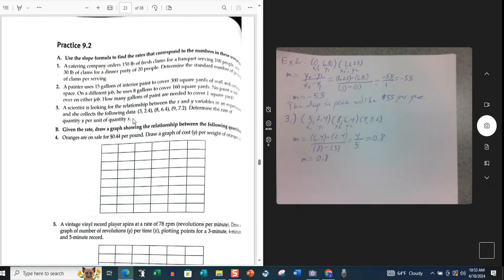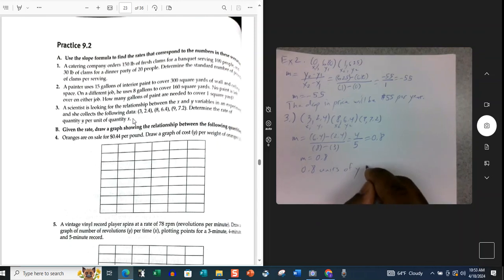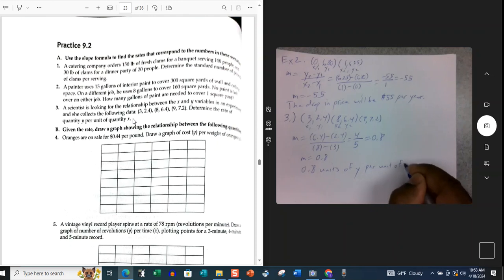Now what I want to do, I'm going to go to the back of the book to see whether or not they had you write this out in a complete sentence. And they did. So your answer here would be 0.8 units of y per unit of x. So that'll be number 3.